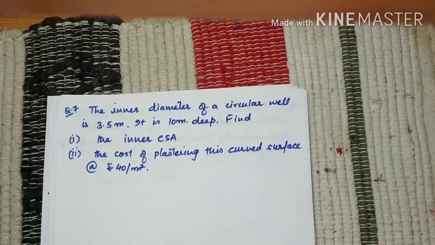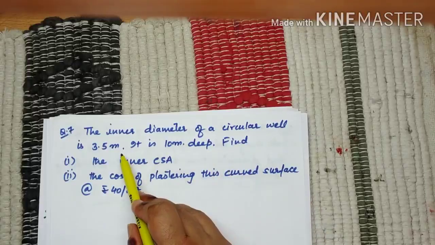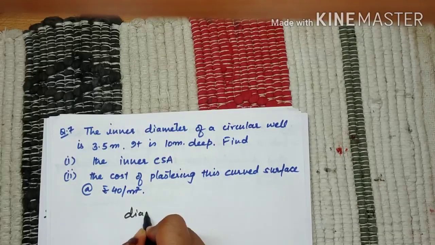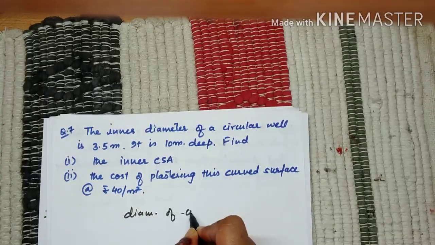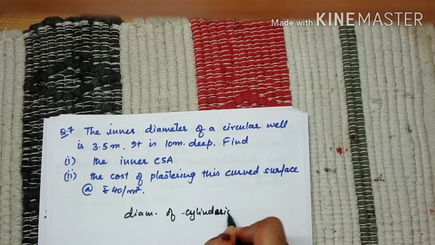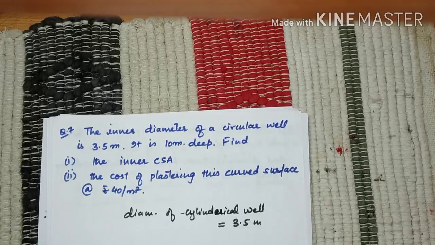Now question number 7. Inner diameter of a circular well is 3.5 meter. We are given a well whose diameter is given. So diameter of well, cylindrical well. Well is cylindrical in shape. Diameter of cylindrical well is 3.5 meter.